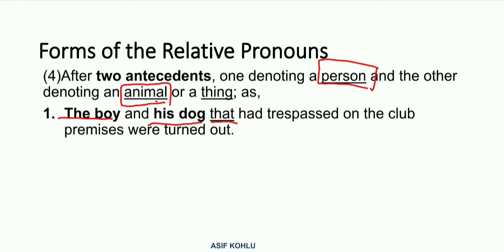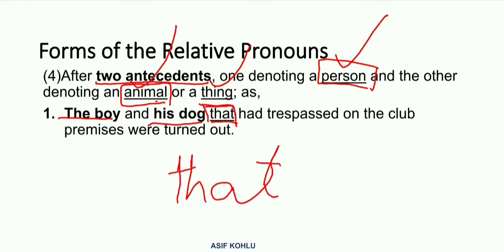Okay, so here we have a fourth usage of the relative pronoun that. When there come two nouns or two antecedents, one denoting a person and the second denoting an animal or a thing, after that we must use the relative pronoun that, and this relative pronoun that modifies both the antecedents, the boy and the dog. There is no need to use a separate pronoun for the boy and his dog. Okay, so this is the fourth usage.